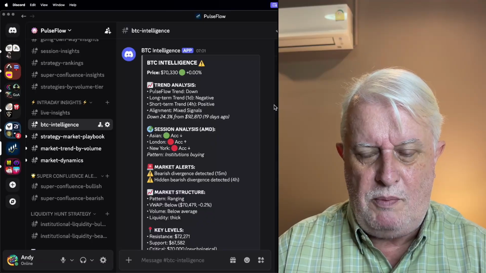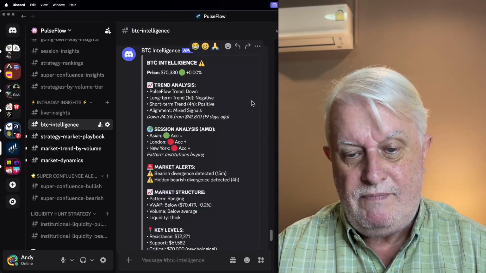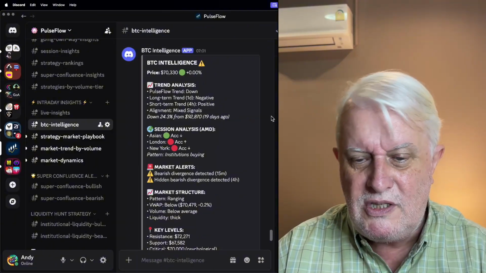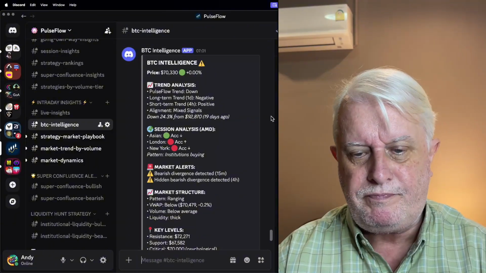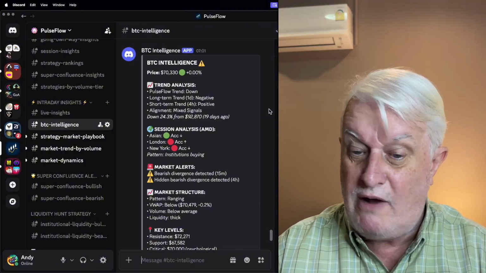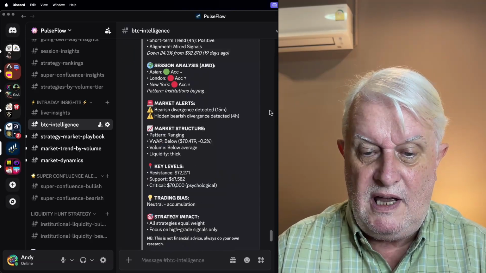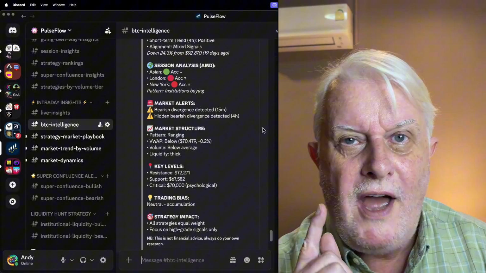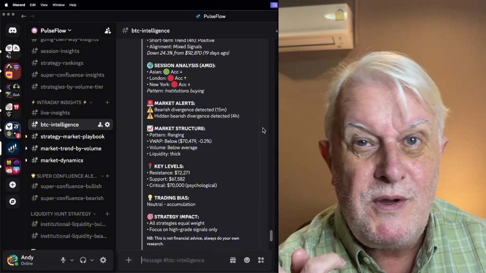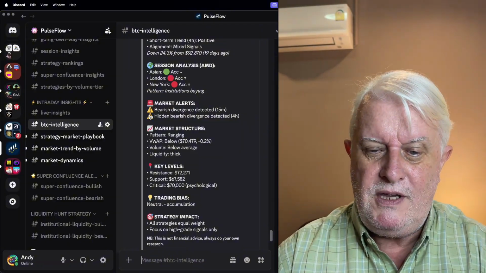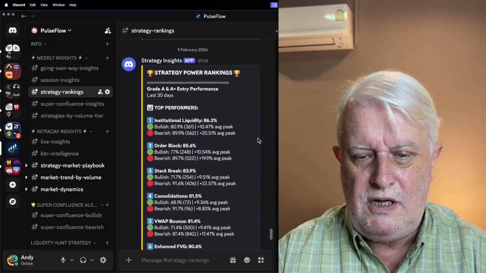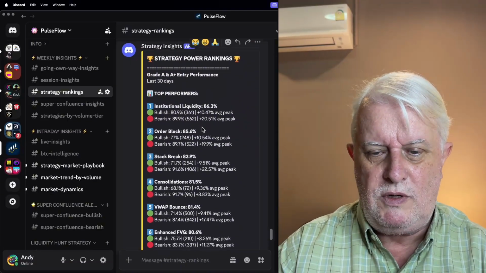So quickly looking at the BTC intelligence: long-term trend down, short-term trend positive because we've had that bounce, but still in a downtrend from a PulseFlow point of view. And it's showing bearish and hidden bearish divergence. Brand new feature I added over the weekend. I don't trade on weekends; I tend to do a lot of coding. This is now in all of our alerts. It's fantastic.